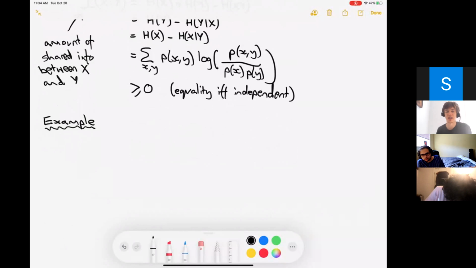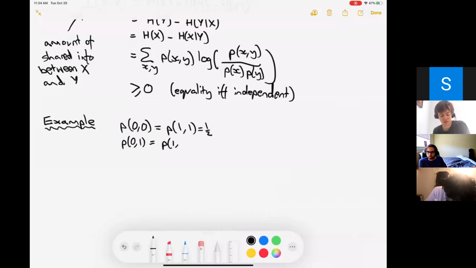Okay, so let's assume x and y are both bits, so they're either 0 or 1. Going to assume that p of 0,0 of both being 0 and p of both being 1 is equal to a half. And the probability of them being different is 0. So x and y are just the same number always. It is random what that number is.